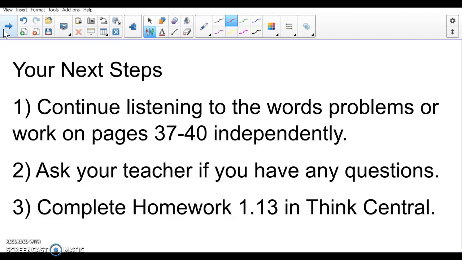If you're ready to just work, I will let you go, or your teacher will let you go, and you can read them independently, and you're going to finish page 37 to 40. If you have any questions at all, go ahead and ask your teacher. It may be a good idea to stick around and just listen to the word problem so you know exactly what it's asking. And then there's homework 113 in Think Central.